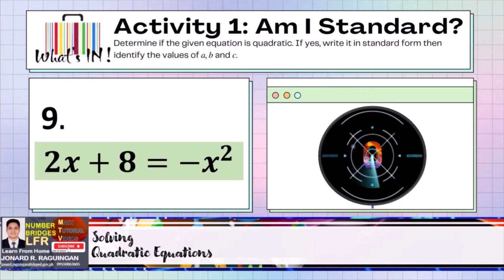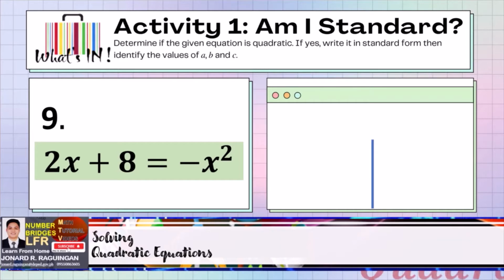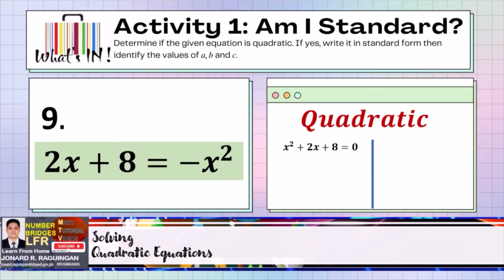The correct answer is quadratic. Very good. You got the correct answer. Its standard form is x squared plus 2x plus 8 is equal to 0. The values of a, b, and c are as follows. A is equal to 1, b is equal to 2, and c is equal to 8.